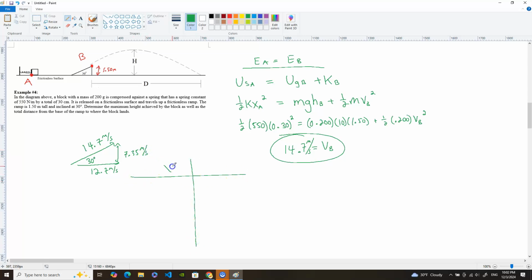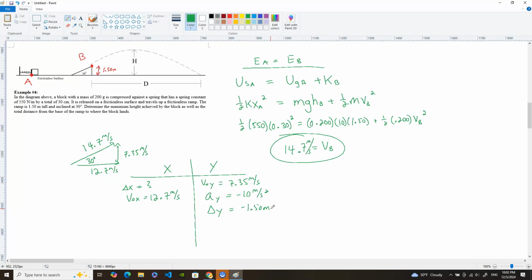Let's break things up into an XY table. I would like to know delta x. I don't. V initial for the x is 12.7. And that's all I know. Y direction. V initial for the y is 7.35. Acceleration for the y is negative, I'm going to do negative 10 meters per second squared. Delta y is a negative 1.50 meters.